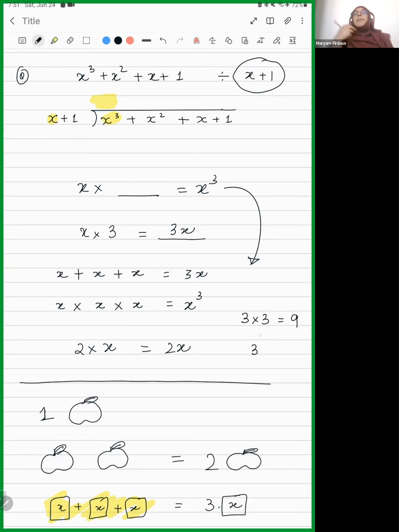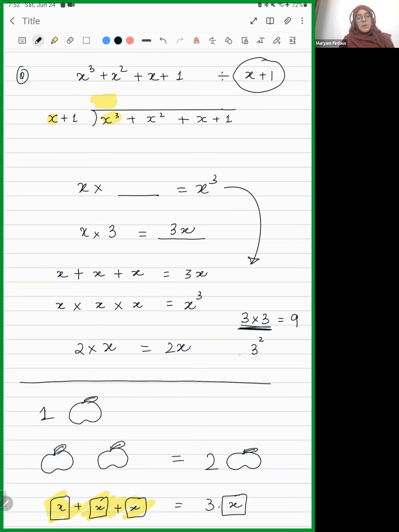How many times is 3 being multiplied with itself? How many 3s are there? Count the number of 3s over here. 2. So 3 is being multiplied with itself 2 times. So we write 3 square. So 3 into 3, we write it as 3 square. Is that okay? Yes, sir.